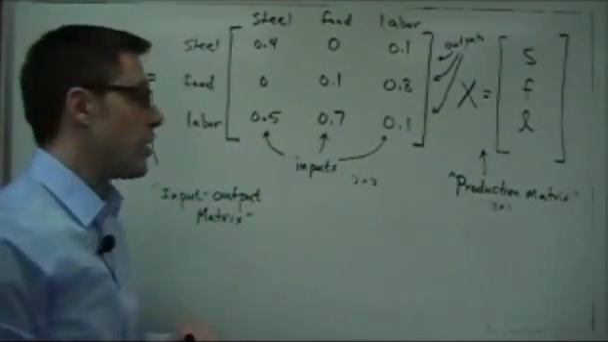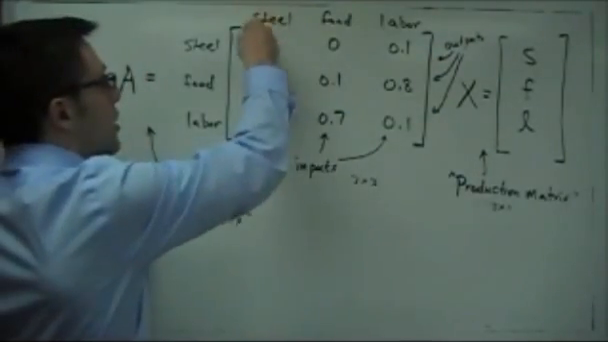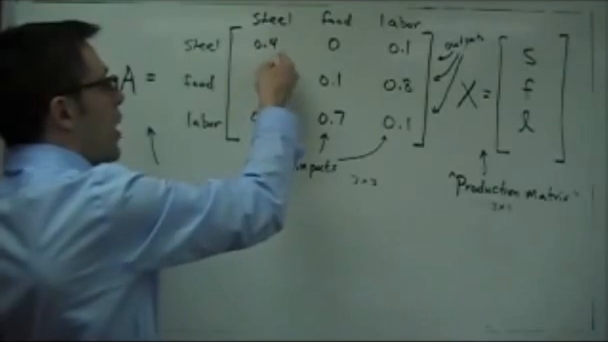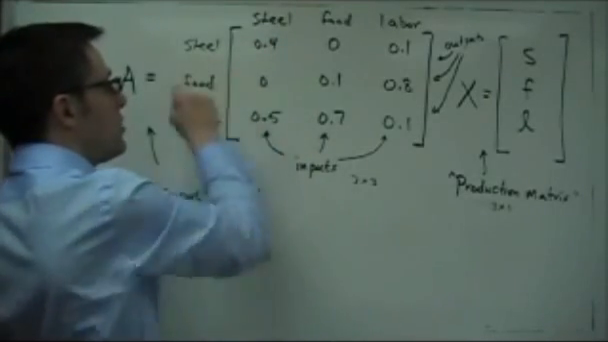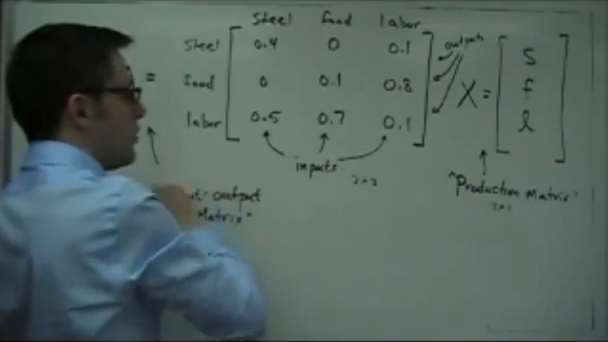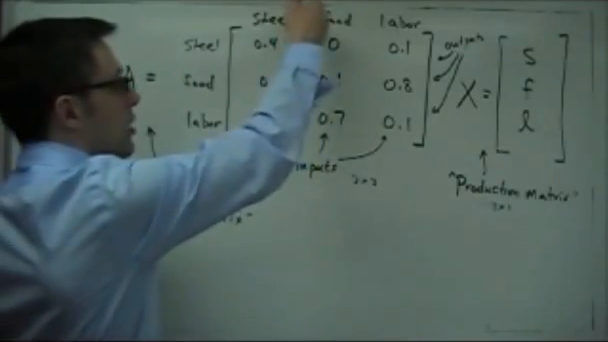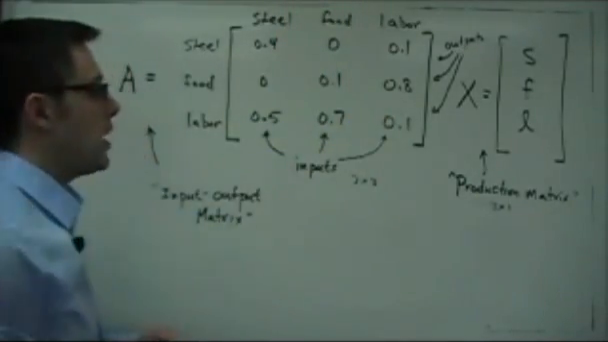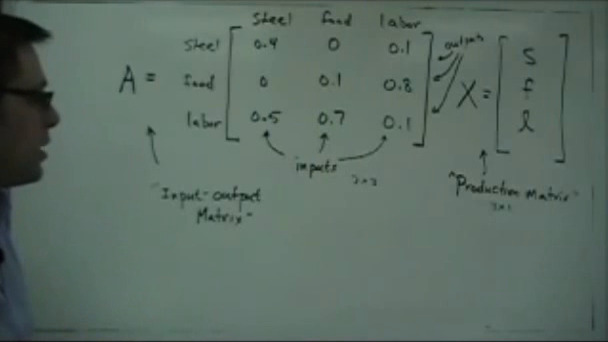And so you can see, for example, that for the sector of steel, it required an input of 0.4 units of existing steel, 0 units of existing food, and 0.5 units of labor as an input. And similarly for food and labor. So that's what's called the input-output matrix.